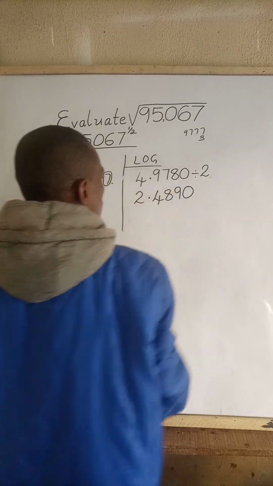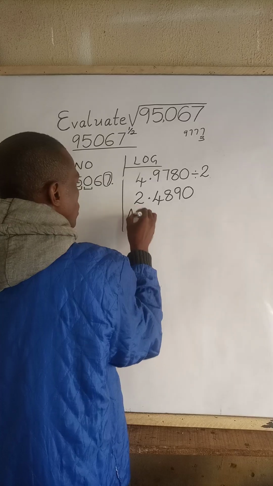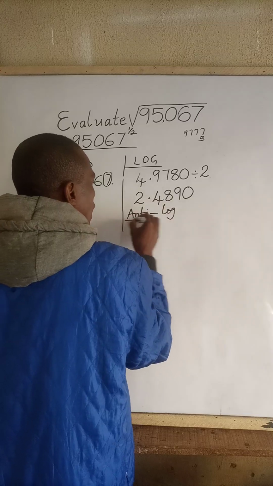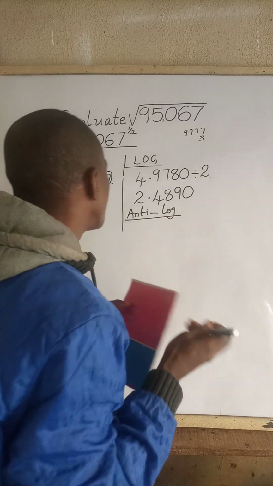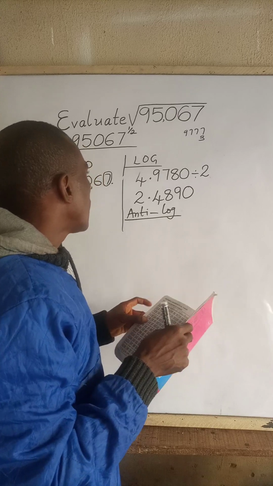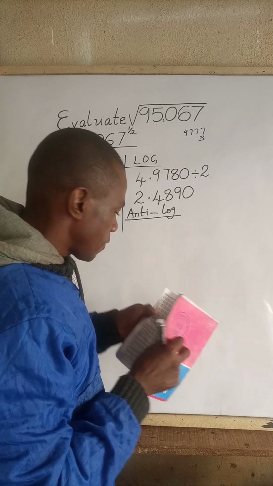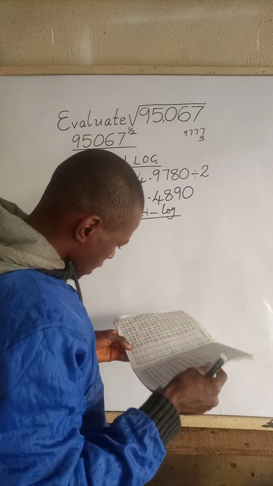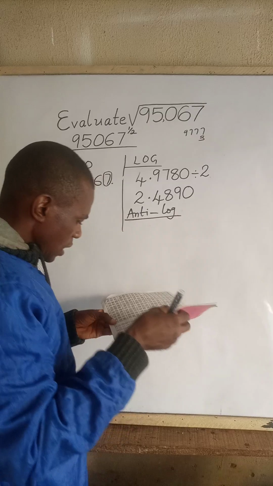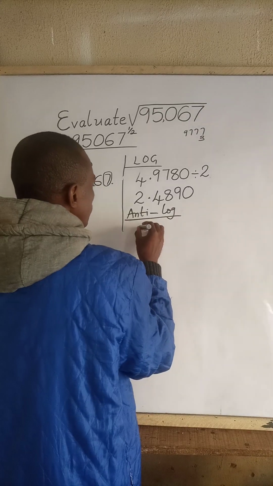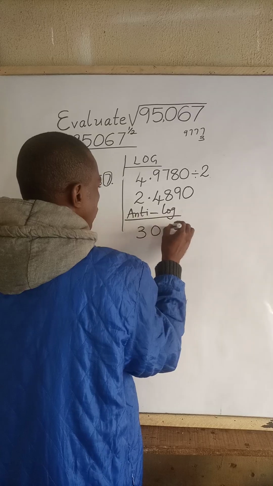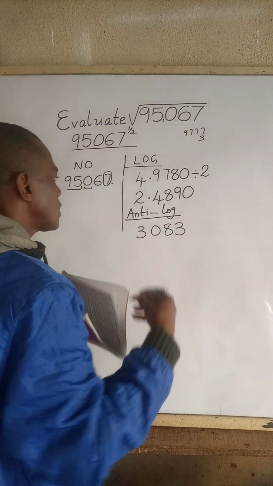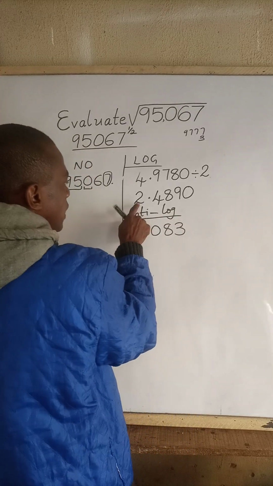The next thing that I will do now is go to antilog. For the antilog, I will look out for 48 under 9. For the 48 under 9, we have 3083. Okay. So the next thing that I will do now is that the characteristic is 2.